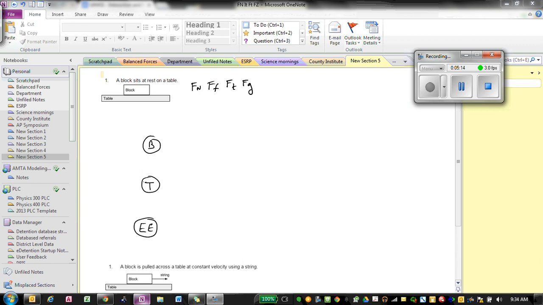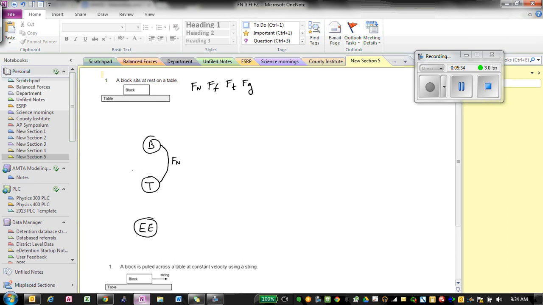Okay, so here's how these work. I got my circles. Now I'm going to draw connecting lines wherever they interact. So the block and table definitely interact. And what I'm going to do is use a solid line to represent a contact force. I'm going to label this kind of interaction. This would be a normal force interaction between the block and the table.